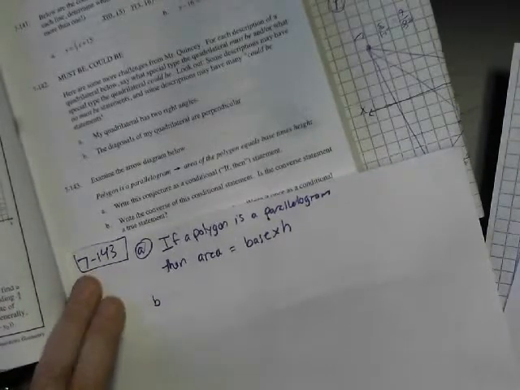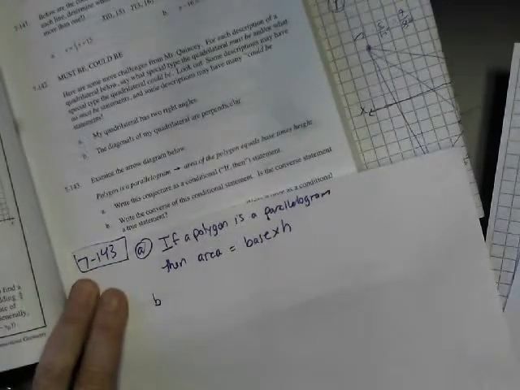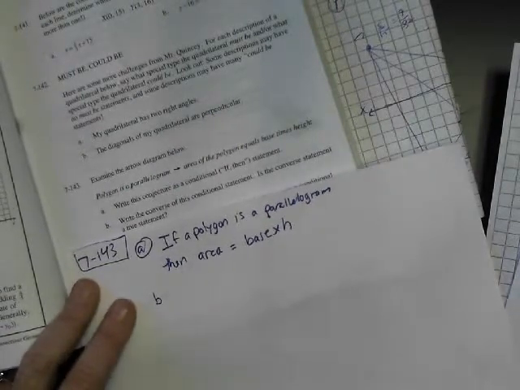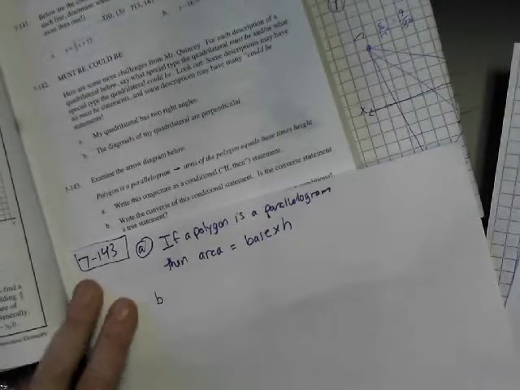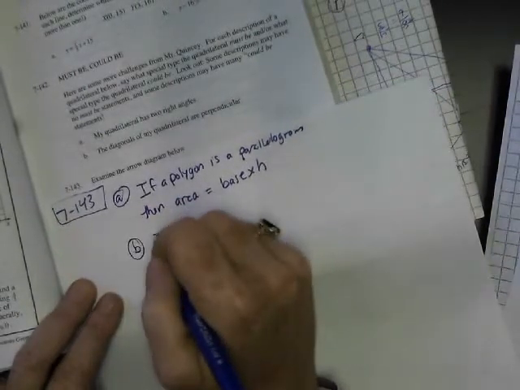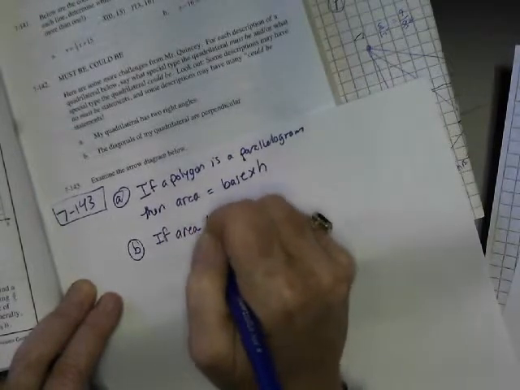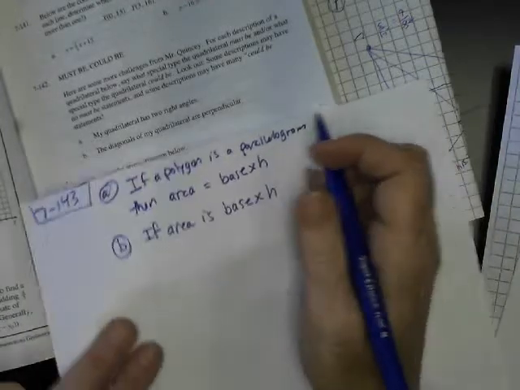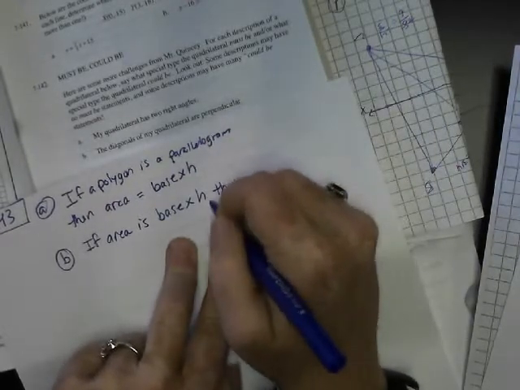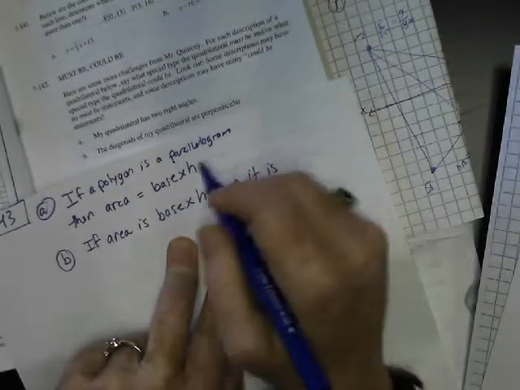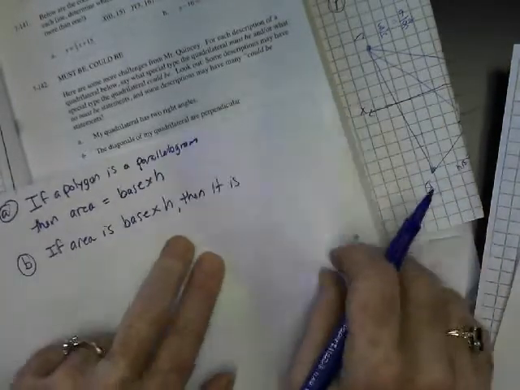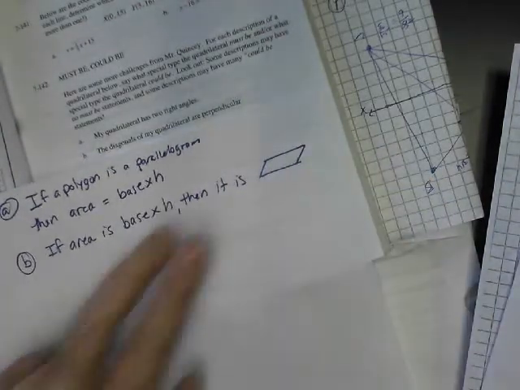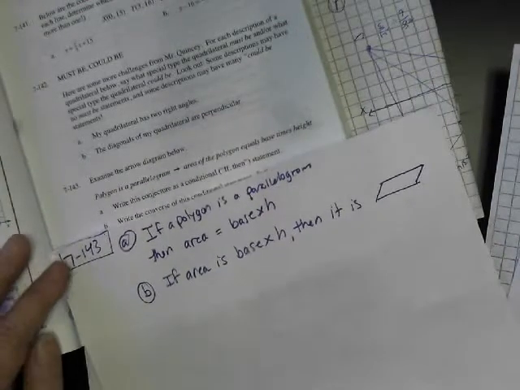So you need help with B, with the converse? Converse is just backwards, he's right. So you're going to say, if the area equals base times height, then it's a polygon. Oh, then it is a parallelogram. Actually, that is not true. Not necessarily. Well, first it asks, does it ask if it's true or not? Yeah.